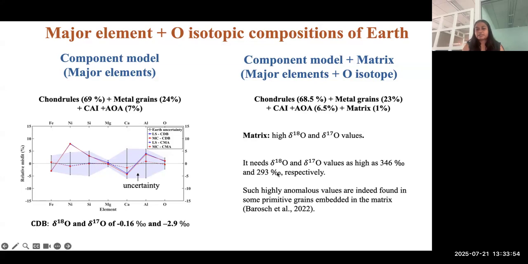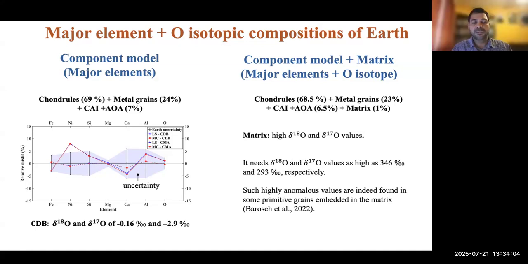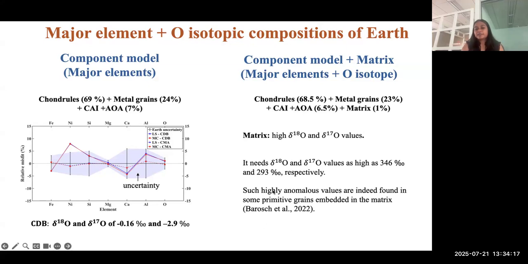So these are the conditions that would be required to match the oxygen isotope composition for Earth. Otherwise, only with the average composition of matrix, it doesn't work. So you need some matrix that is high on these isotopes. Is that reasonable to assume? We're not assuming it. These are just calculated values I would need. And then I went to the literature just to see that.